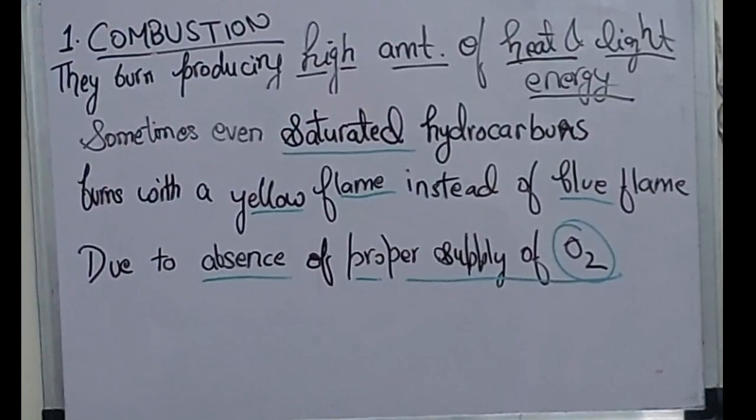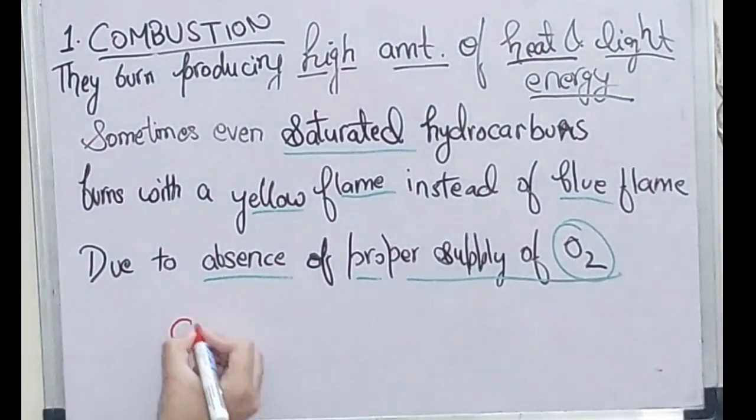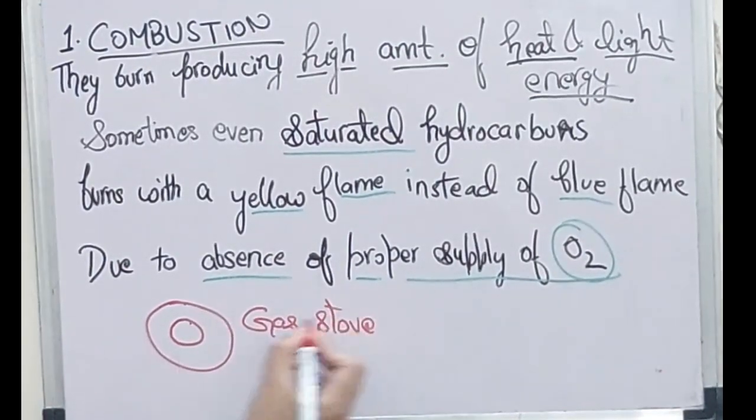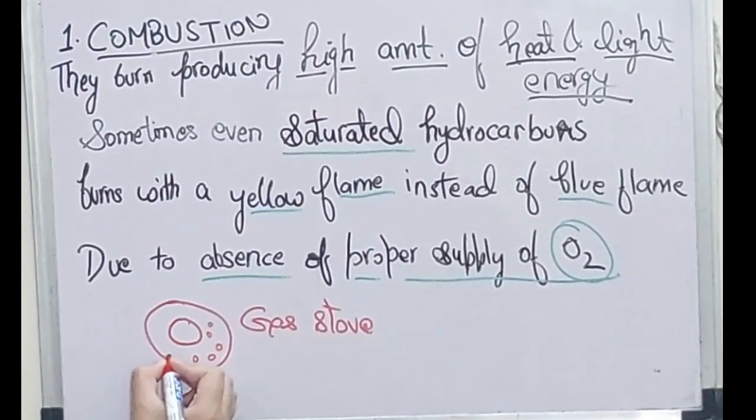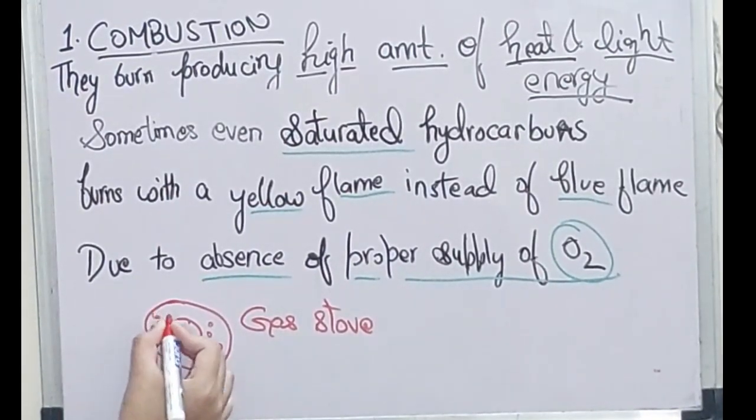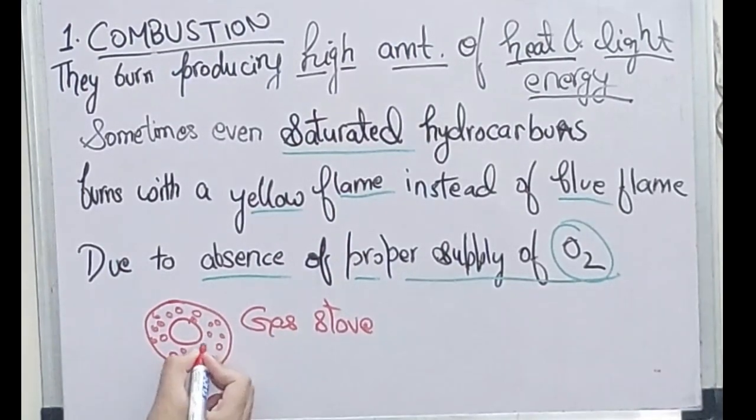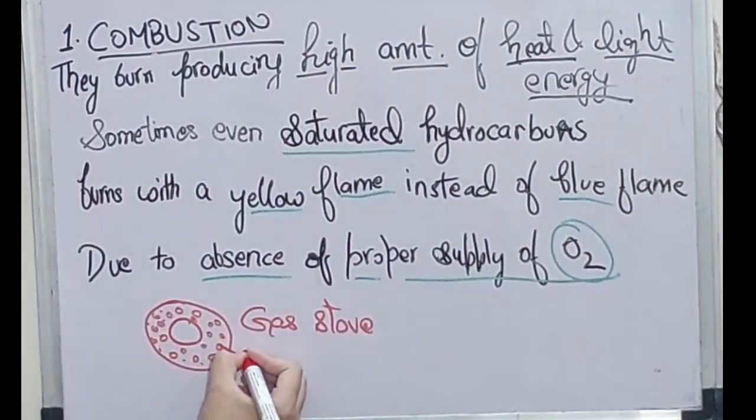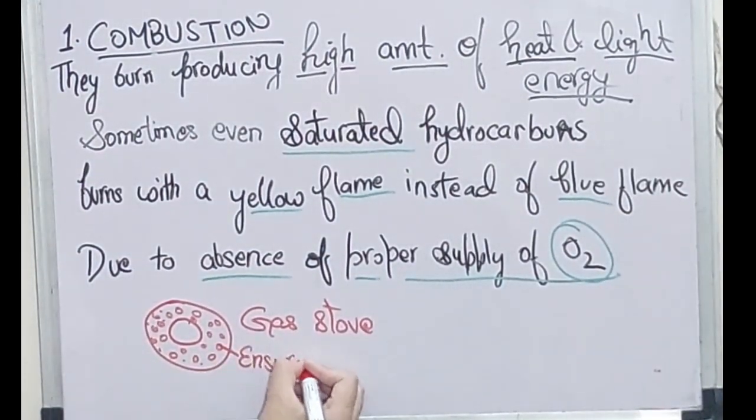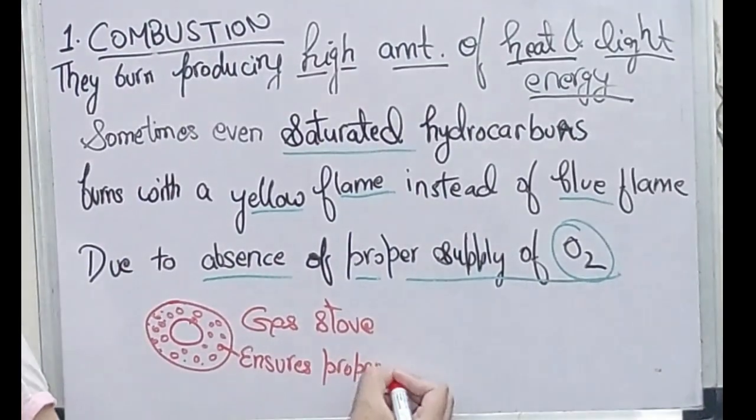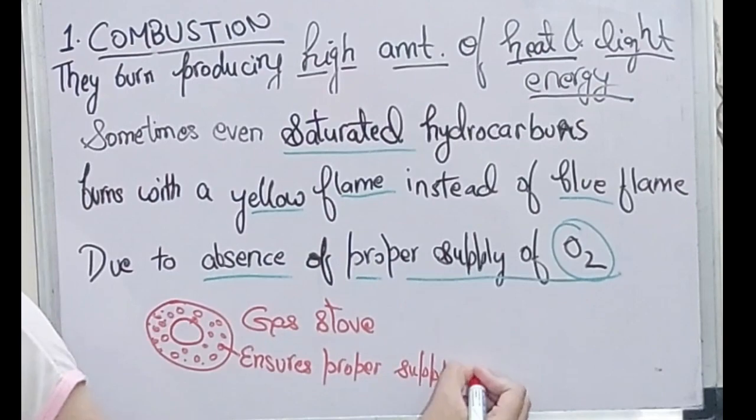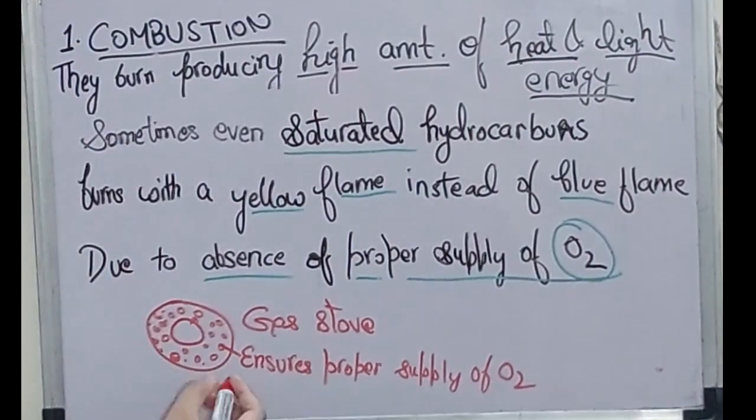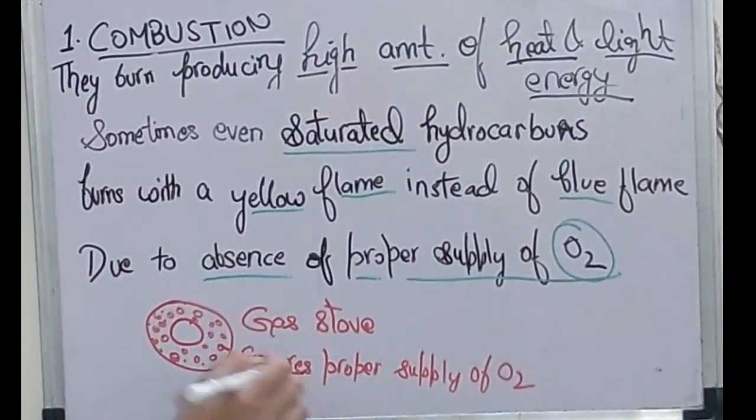That is why you can observe the gas stove in your house looks something like this. The upper part of the gas stove, you will observe it also has such small holes all over. Not a good draw, but you can check it in your homes. These are the small pores in your gas stove. They ensure proper supply of O2. These small holes, pores, call them whatever you like, ensure proper supply of oxygen.